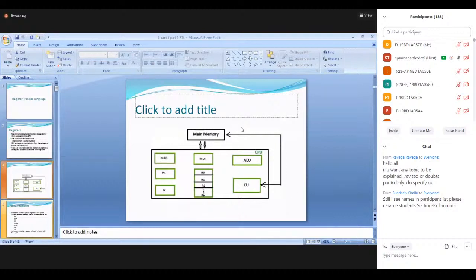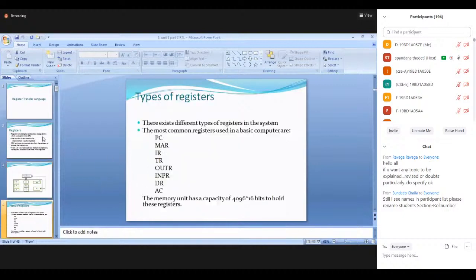What does 4096 by 16 bits mean? The size of each word is 16 bits. And how many words can the memory hold? It can hold 4096 memory words. Right? Now, these are the different registers we have: program counter, address register, temporary register, instruction register, data register, and so on.